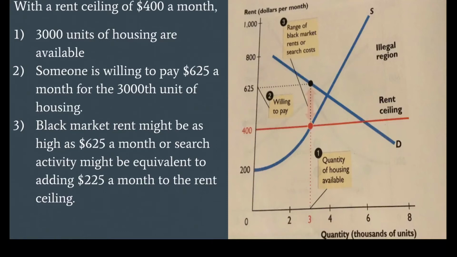In the figure, with a rent ceiling of $400 a month, 3,000 units of housing are available. Someone is willing to pay $625 a month for the 3,000th unit of housing. Black market rent might be as high as $625 a month, or search activity might be equivalent to adding $225 a month to the rent ceiling.